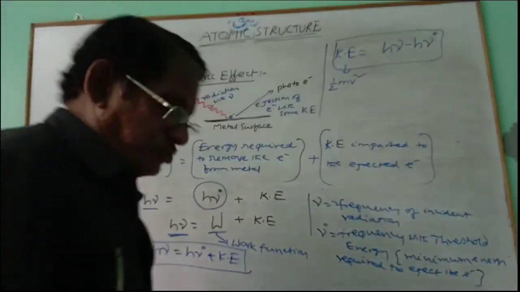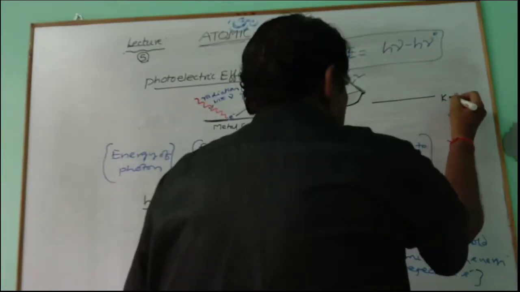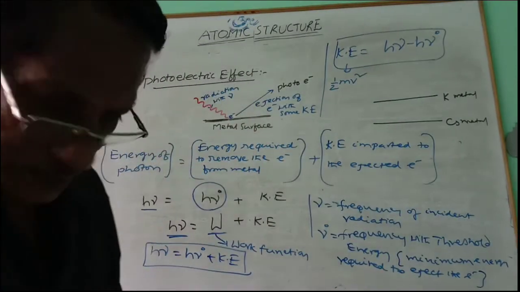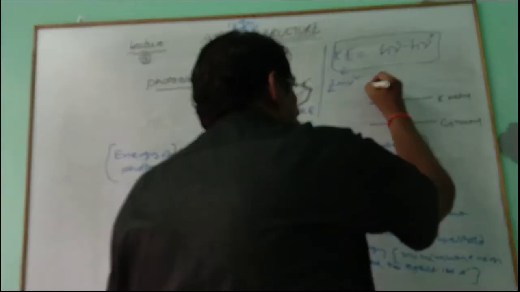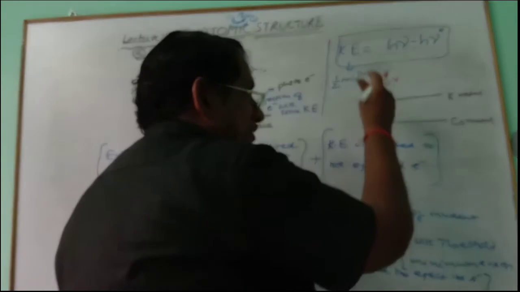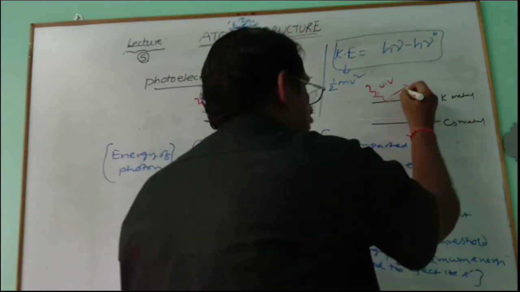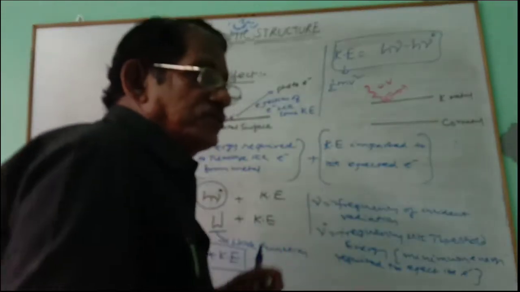Now we can take examples like this. I am taking a potassium metal surface. I am also taking a cesium metal surface. Now I am taking UV radiation. When UV radiation is made to fall on the potassium metal, electron will be ejected out. So the energy associated with the UV radiation is more, and that is sufficient to remove the electron from the surface of the potassium metal.